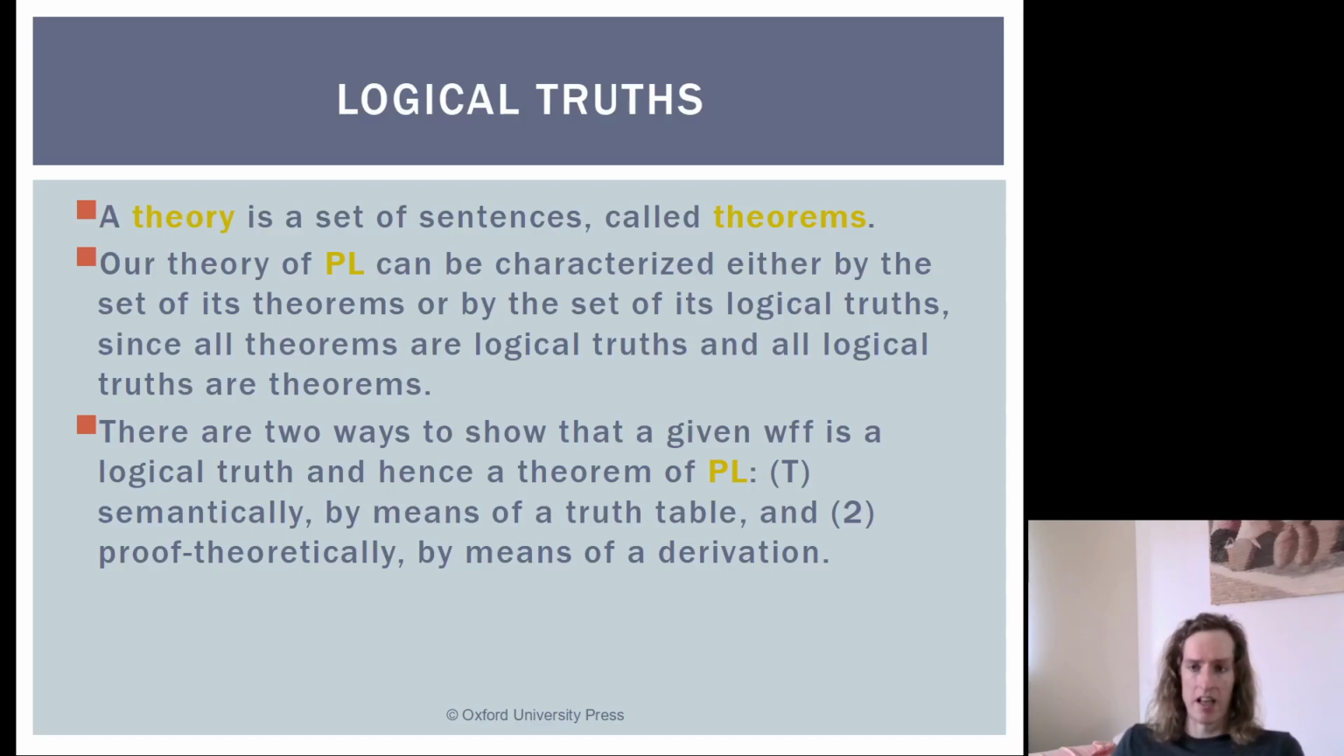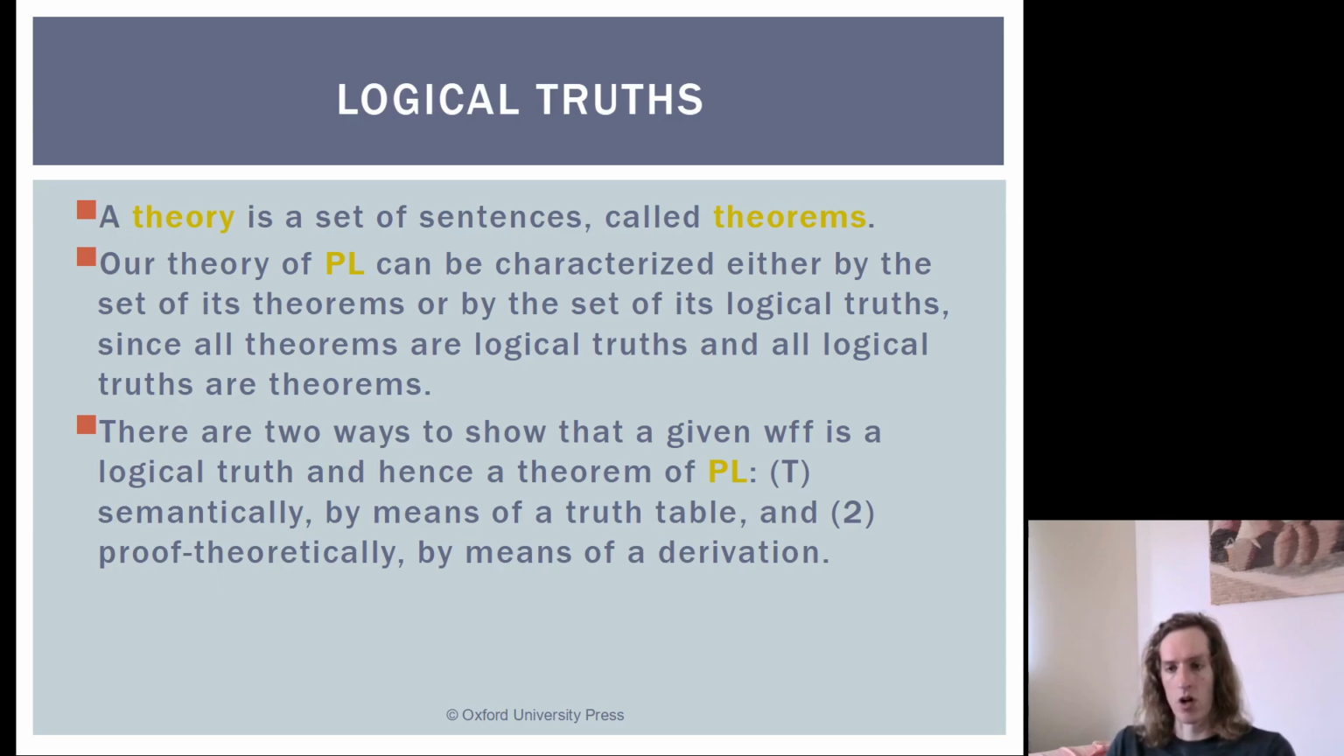So something else that we're looking at in this chapter, and this is going to be related to conditional proofs, is logical truths. So first, some vocabulary stuff. A theory is a set of sentences called theorems, and our theory of propositional logic can be characterized either by the set of its theorems or by the set of its logical truths. Since all theorems are logical truths and all logical truths are theorems, that goes both ways.